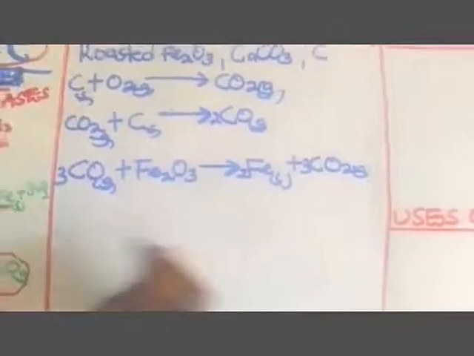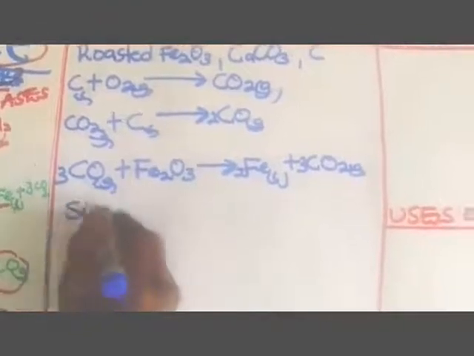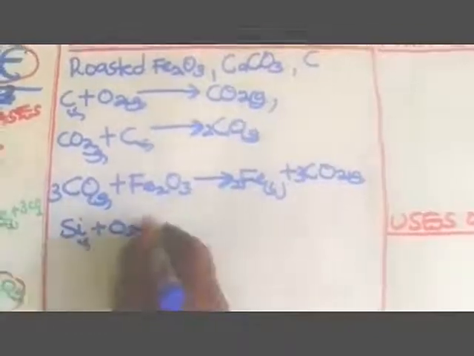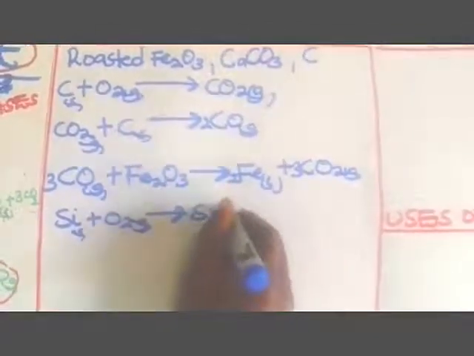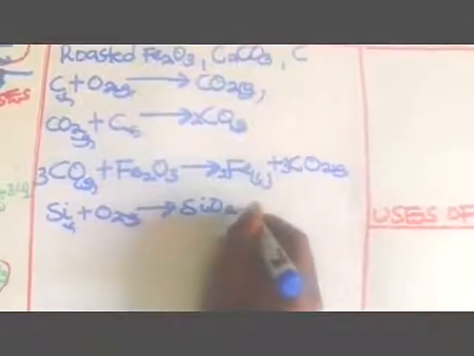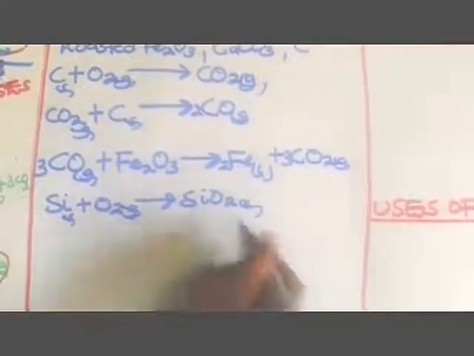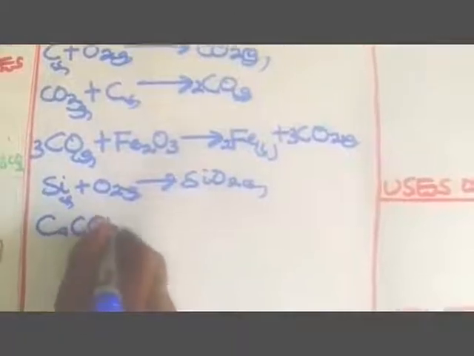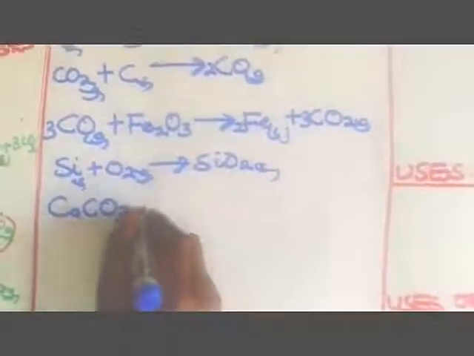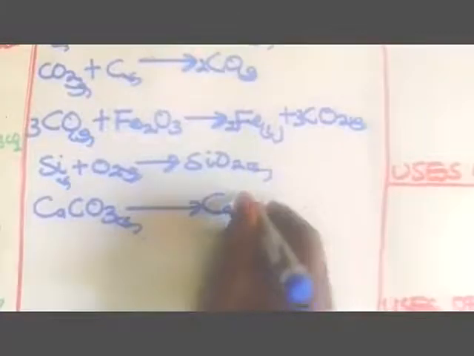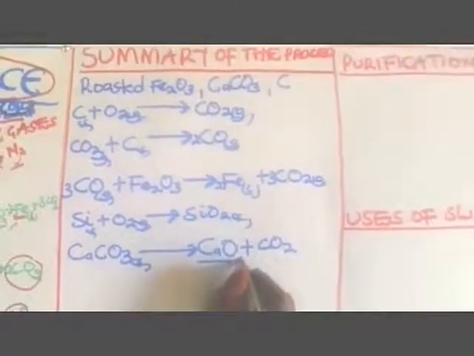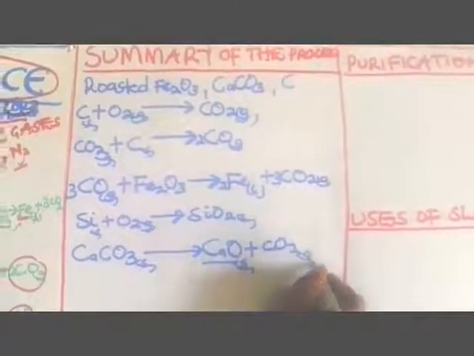Now what happened with the impurity? We had the silicon, which is the main impurity, reacting with oxygen gas inside the tank to form what we call silicon dioxide, which is now a solid. So how do you remove it? Remember we place there calcium carbonate. The calcium carbonate, don't forget, will break down because of the high temperature to form calcium oxide and then carbon dioxide gas.